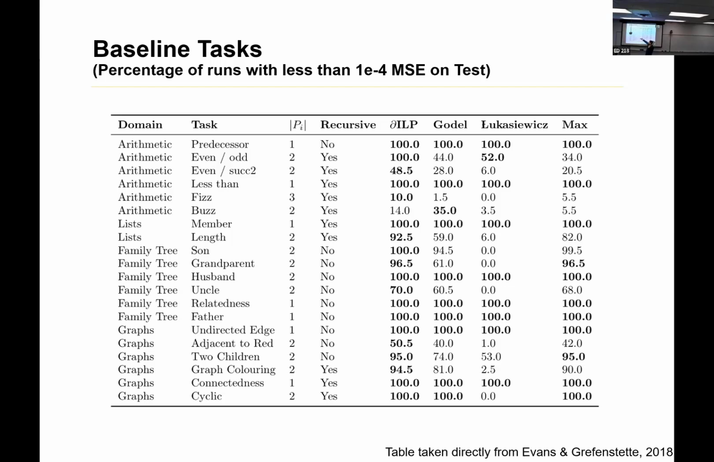Less than is pretty obvious in what it means. Then they have these relationship problems based on family trees, and really tiny graphs, looking at graph problems like coloring. But the bottom line here is what they list as differentiable ILP. This is using the product t-norm, and it's the best in almost every case.